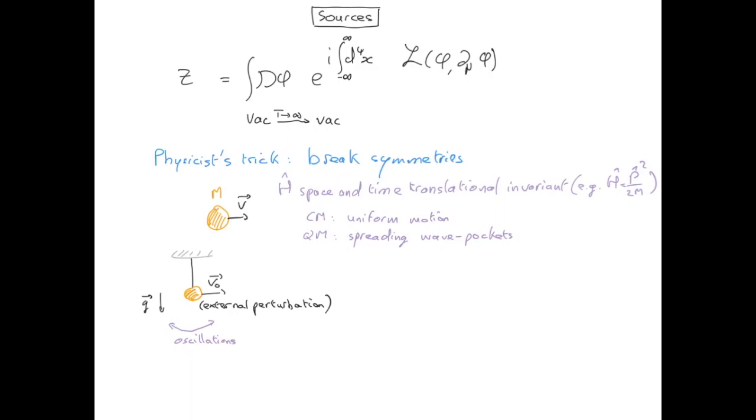We will keep the Lagrangian as the object which encodes all the physical laws, the physical properties of the system, the symmetries. And to probe these properties of the system, we will add to the Lagrangian a term which explicitly breaks symmetries, and in particular it will explicitly break space and/or time translational invariance.